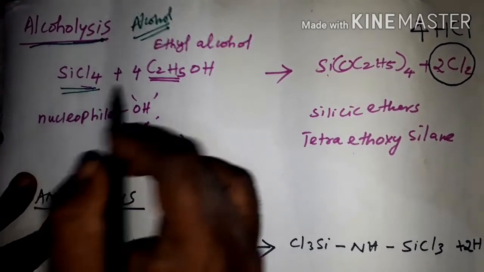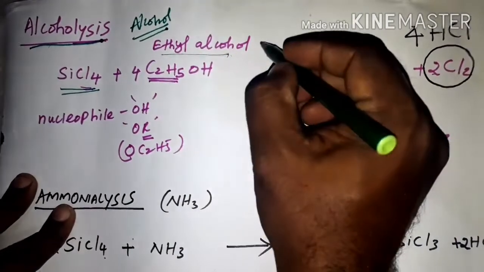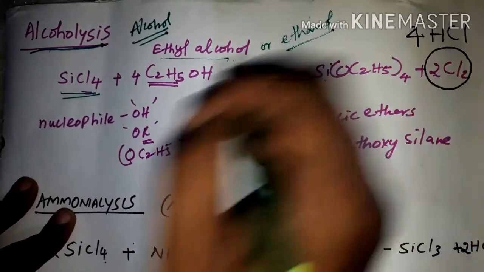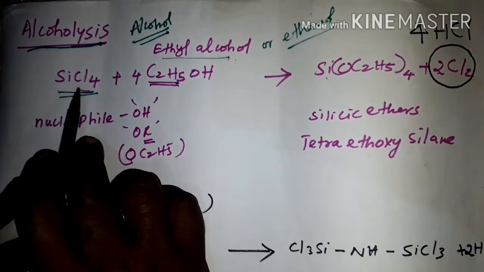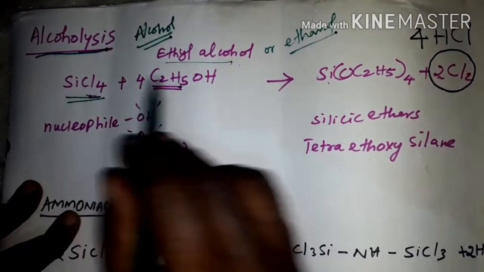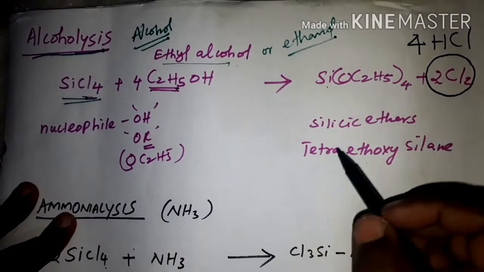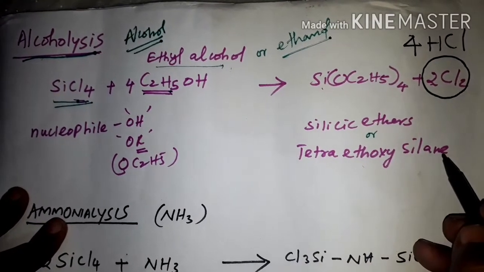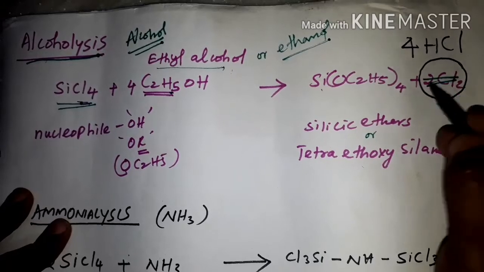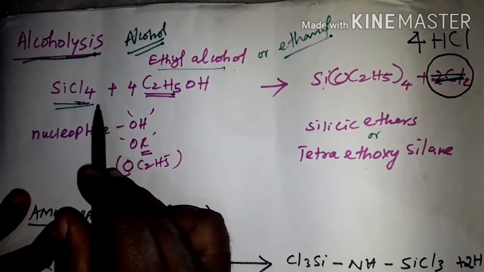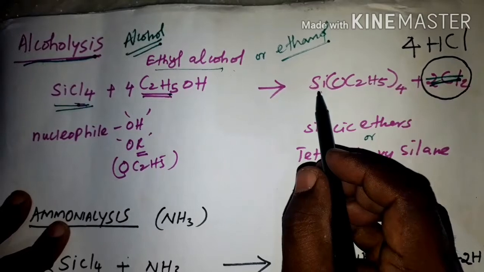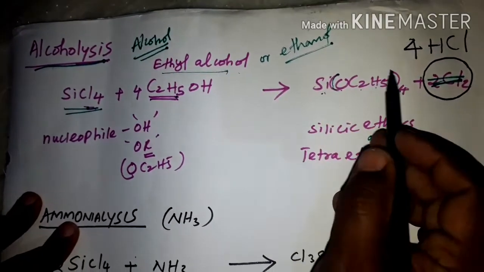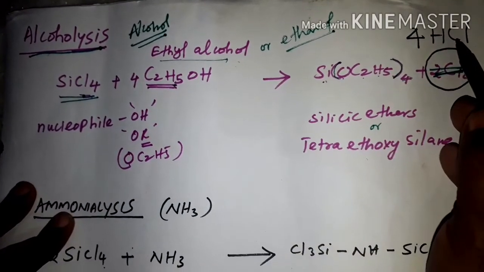So the alcohol example is ethyl alcohol or you can say ethanol. Right? So take this ethanol, add it to this silicon tetrachloride, and we get a compound of silicic ethers or tetraethoxysilane. Okay. So the product we are getting is Si(OC2H5)4, then hydrogen chloride.